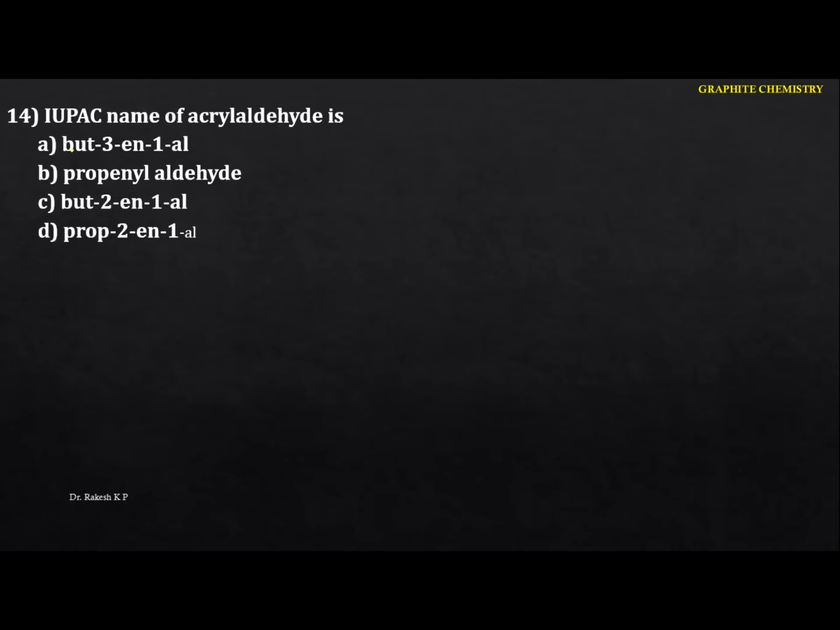The IUPAC name of acrylaldehyde. You have to know this particular compound. The structure of acrylaldehyde is CH2=CH-CHO. According to the IUPAC rules, we have to give the numbering starting from the functional group carbon. Now we have 3 carbons, so we call it prop. The ene is present in the second position, and at the first position we have the aldehyde, whose suffix is al. So prop-2-en-1-al. Hence the option is D.